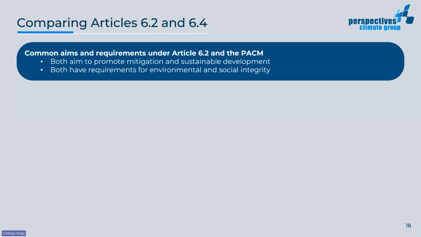Now, jumping into the comparison of Article 6.2 and 6.4. Because they are under the umbrella of Article 6, they have common aims and requirements. They both have to promote mitigation and sustainable development, and they both have to comply with requirements for environmental and social integrity.